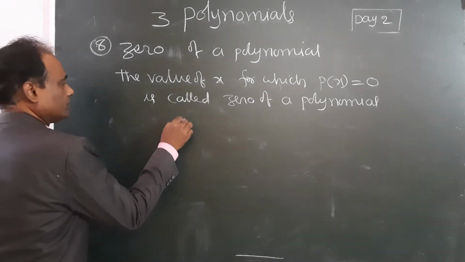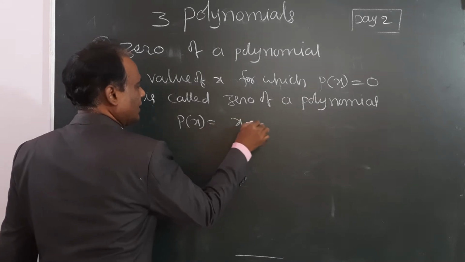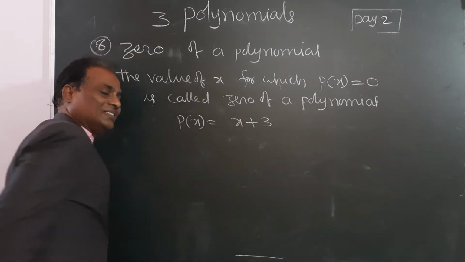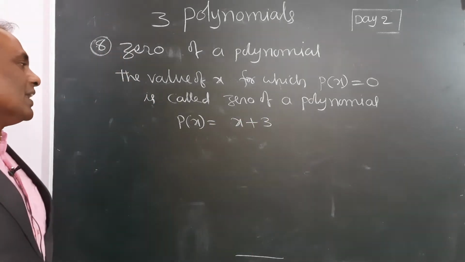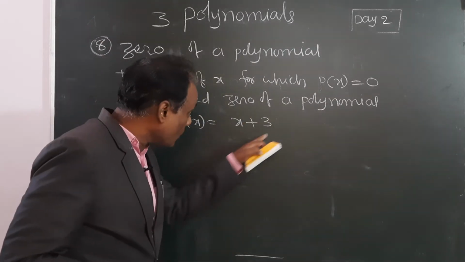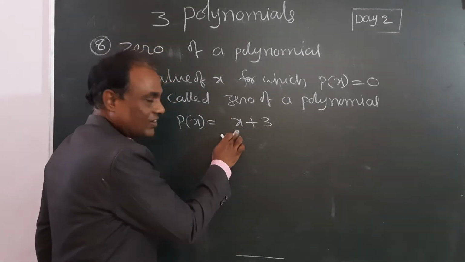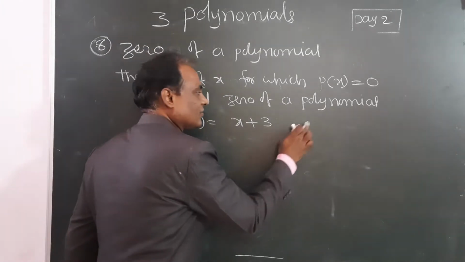Say here, suppose x plus 3. What is the zero of the polynomial? Zero of the polynomial means tell some x value such that this total answer should be 0. What is the x value? If you take x is equal to minus 3, minus 3 plus 3 is equal to 0.